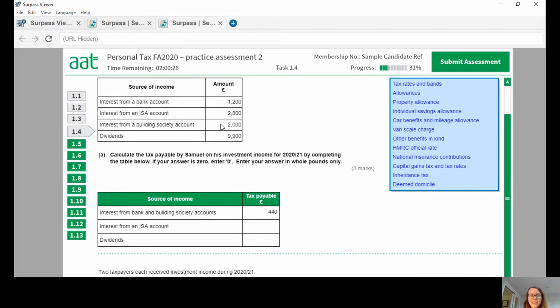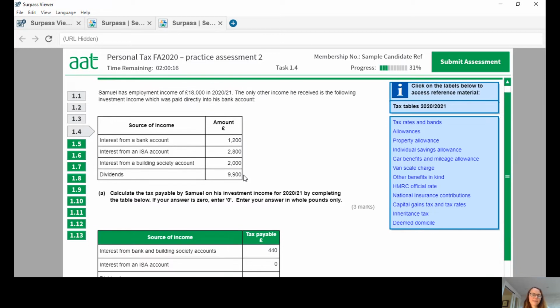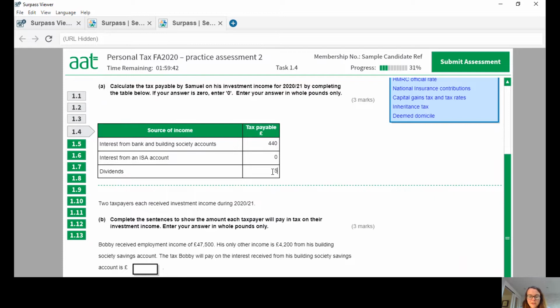Interest on an ISA account, an individual savings account, that stands for, is exempt, so that one's going to be 0. And then his dividends, it doesn't matter what type of taxpayer he is, he will get the 2,000 allowance. So only 7,900 will be taxed. And we know that the rate for dividends, the basic rate is 7.5%. So 7,900 times 7.5% gives me 592.50. So I'll just put in there 592.